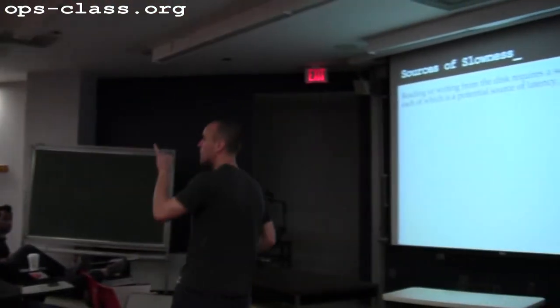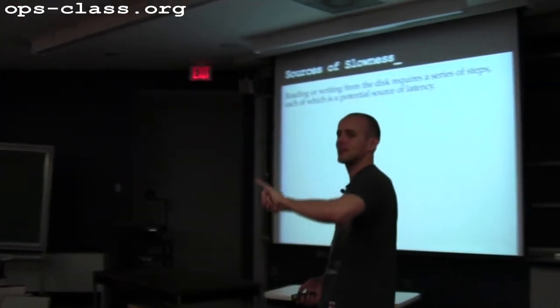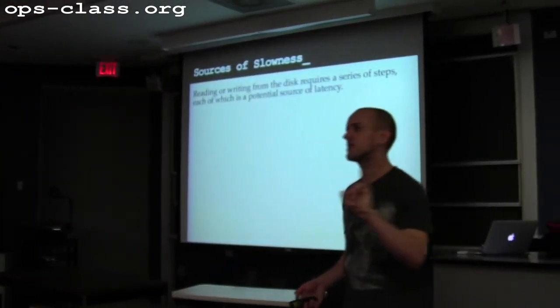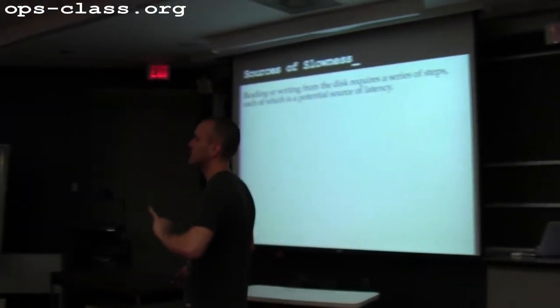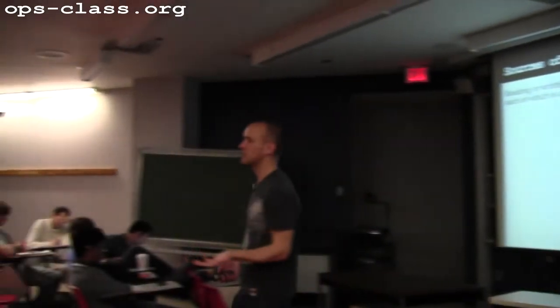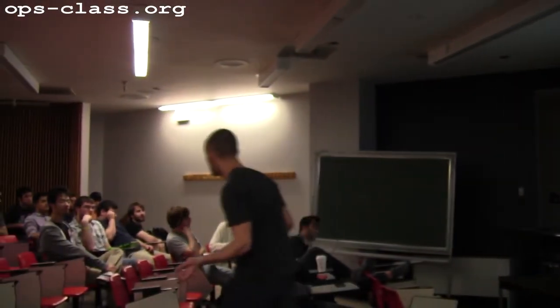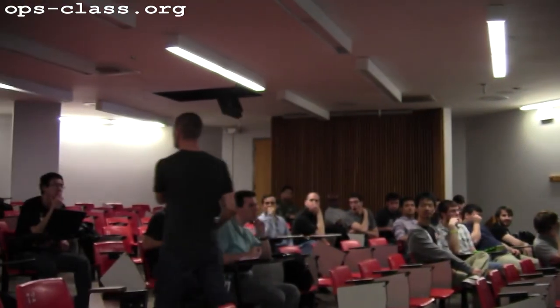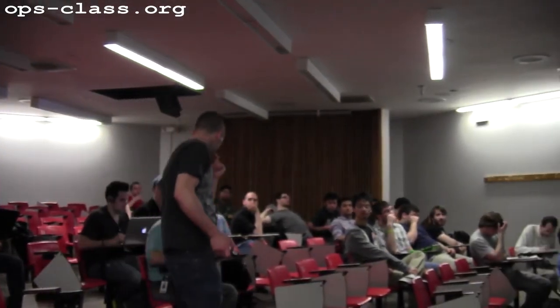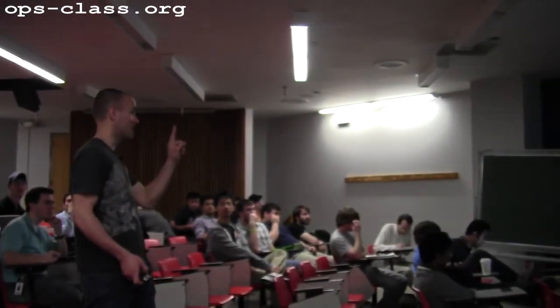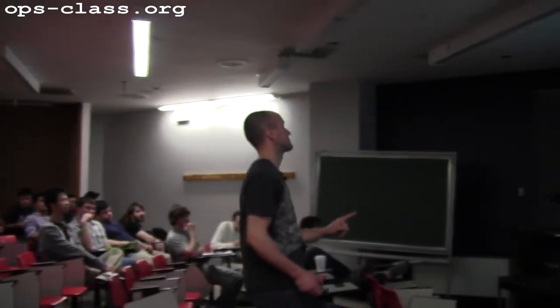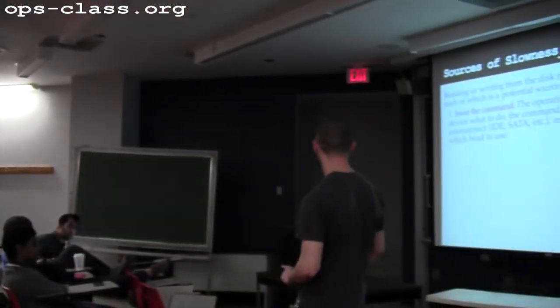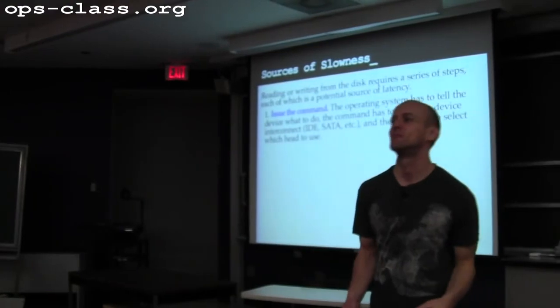Well, let's say I know where it is. Let's say I know the block on the disk I want to read. The file system knows it. I have this block I want to read. What's the first thing I have to do? Okay, move the head. But how does the disk know to move the head? Okay, I've got a block. Now what do I do? Maybe this is too obvious. I have to tell the disk what to do.